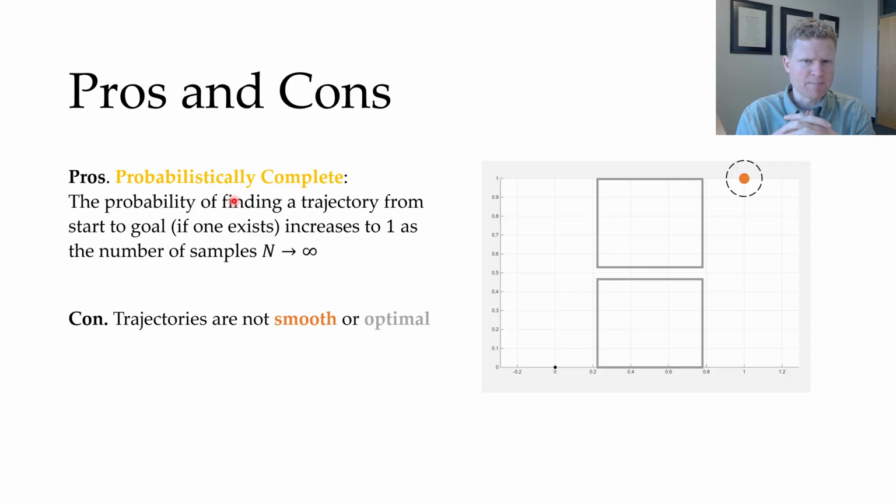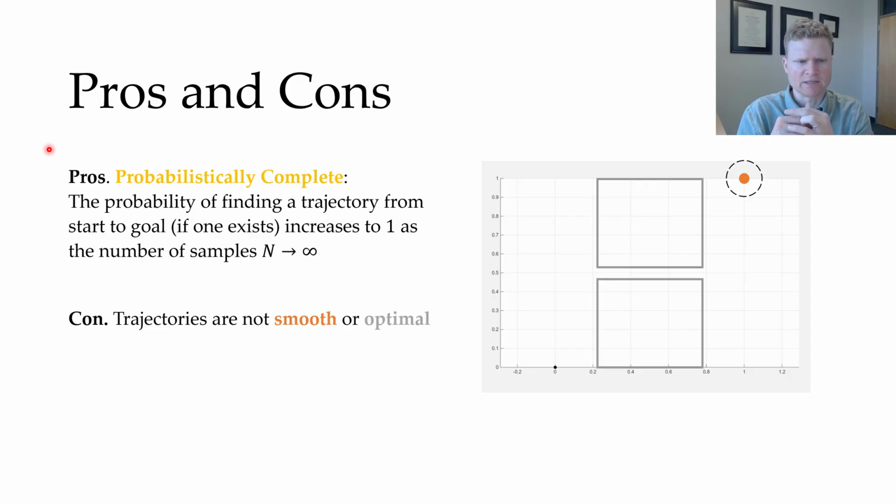So how is this going to compare to trajectory optimization? They both have strengths. I'm not trying to say that one is better than the other, but they have some strengths, and it's worth understanding the advantages of these two methods. So the advantage for RRT is that it is probabilistically complete.